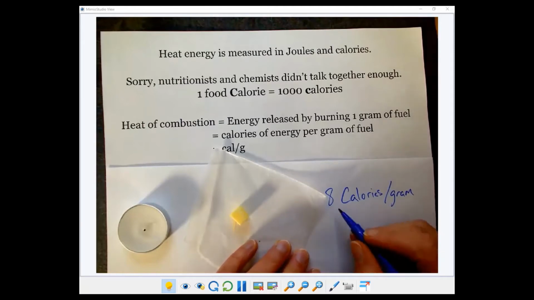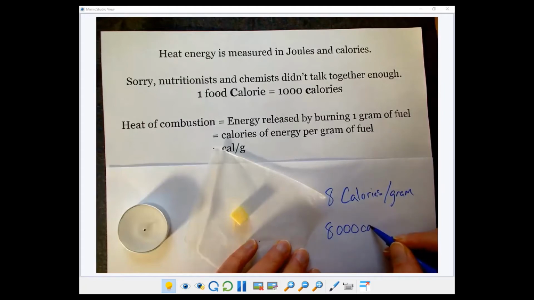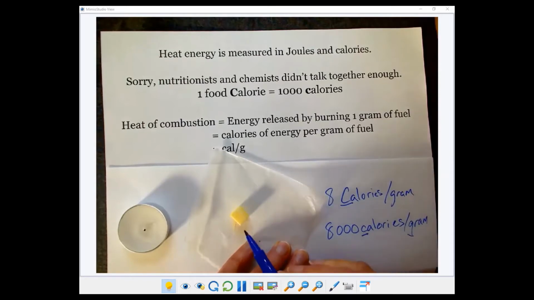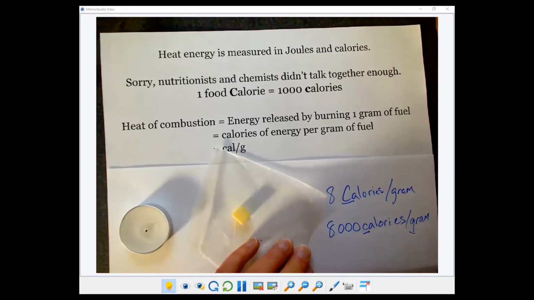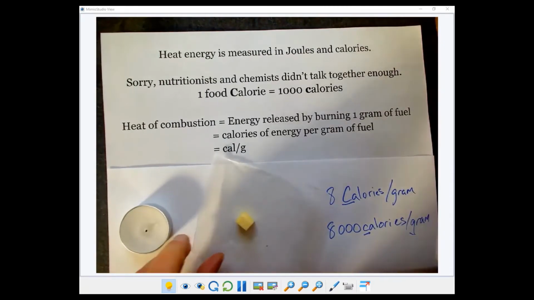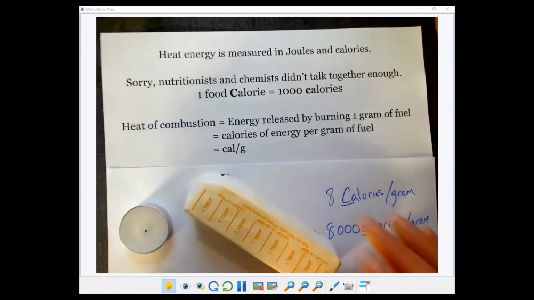And then it also would be true that it would have 8,000 calories. And I know this, it's the little c, so big C versus little c. Anyway, 8,000 calories per gram. And it's also true that this particular thing right here has 8,000 calories, little calories, and 8 big calories in there. So now I ask you, what if I had this?